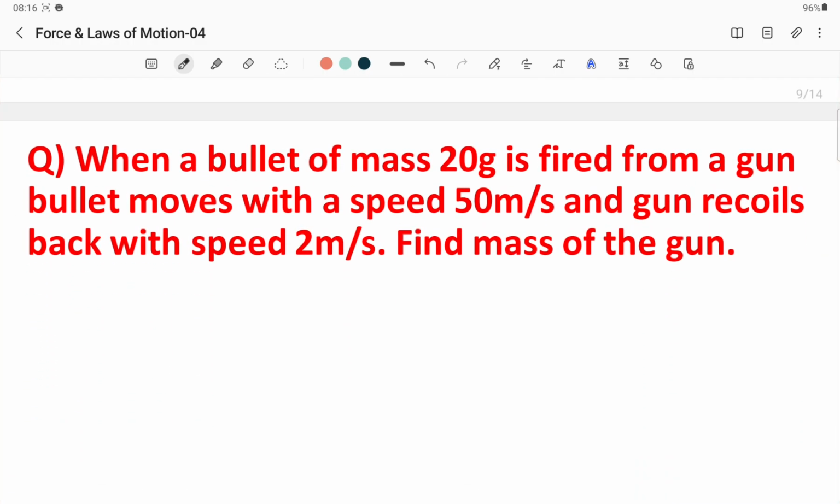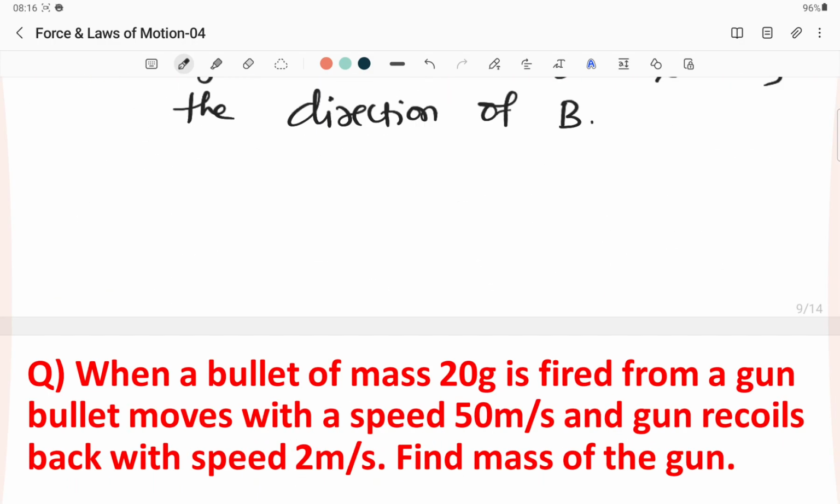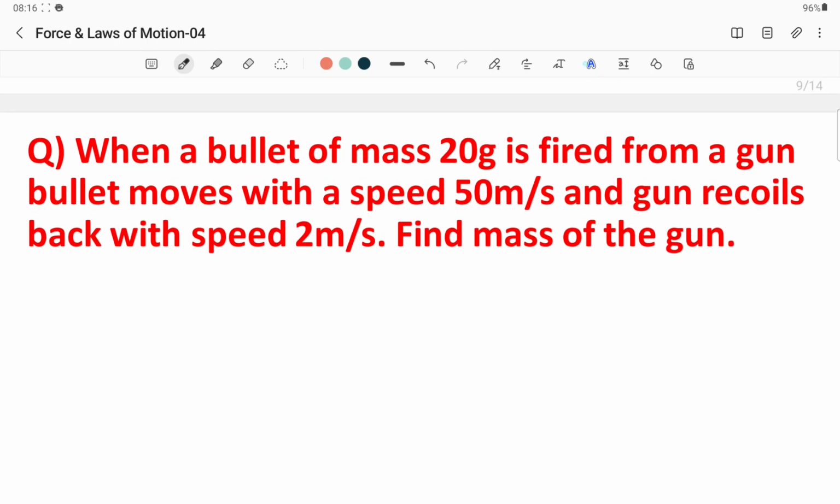Alright, now here is one more bullet problem, and we have one more skate problem here. Let us solve that also. Alright, so let us have a look into this. A bullet of mass 20 gram is fired. Let us write it down directly, mass of the bullet. So we have to take it as MB. MB means what? Mass of the bullet.